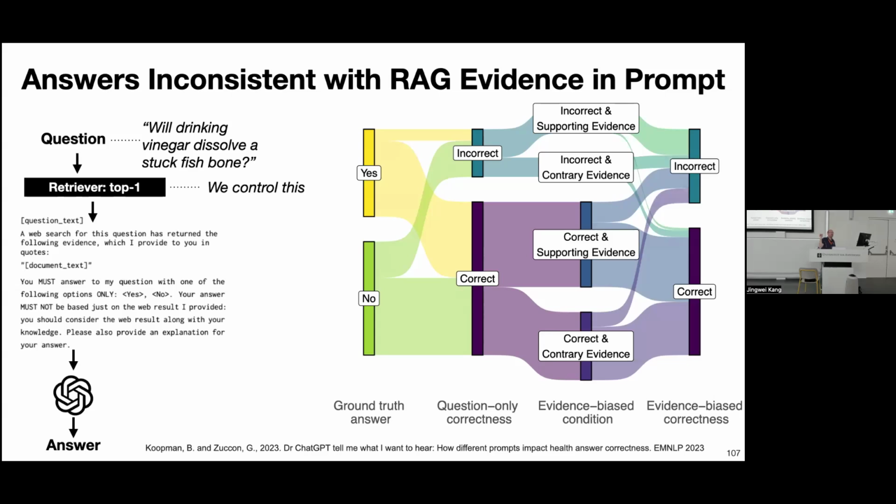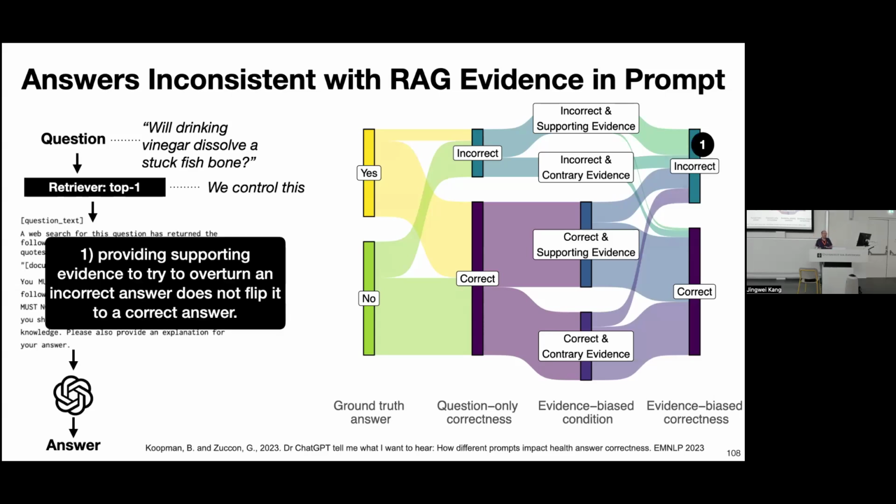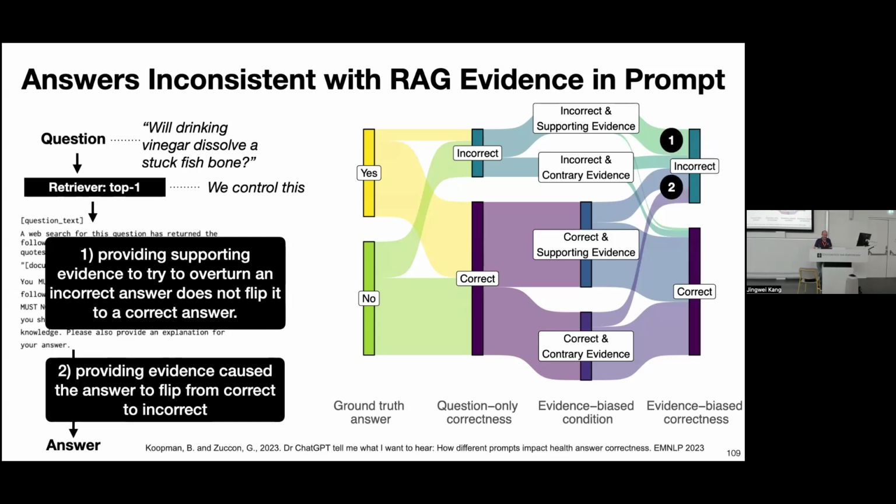But then when you actually do that at scale and you measure what's happening, you start finding weird things, right? You start finding that if you provide supportive evidence to try to overturn an incorrect answer, that doesn't flip the answer, right? The answer is still incorrect, but I give the correct answer in RAG, right? Wasn't RAG supposed to fix hallucination? Yeah, no, not really. And then you even find that I provide evidence to the model, and by providing evidence, I flip a previously correct answer in a no-RAG pipeline to now an incorrect answer, right?